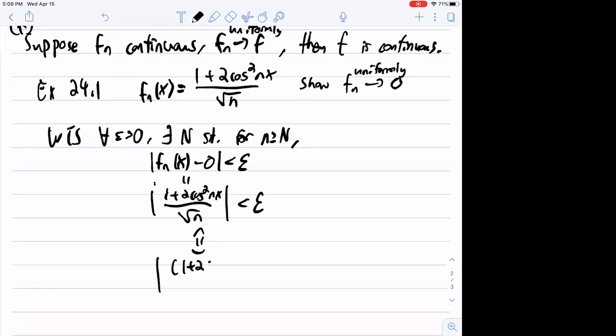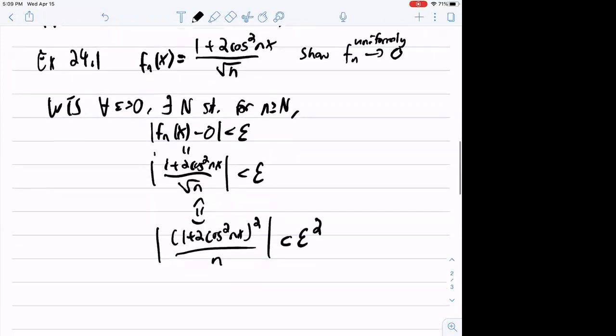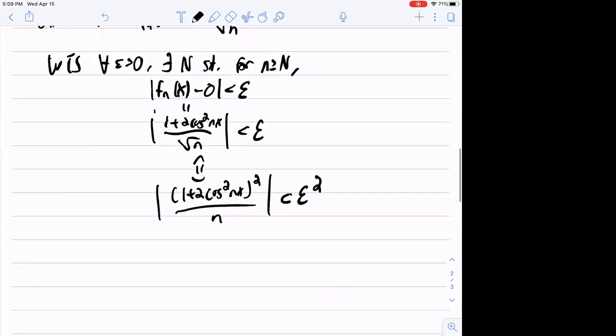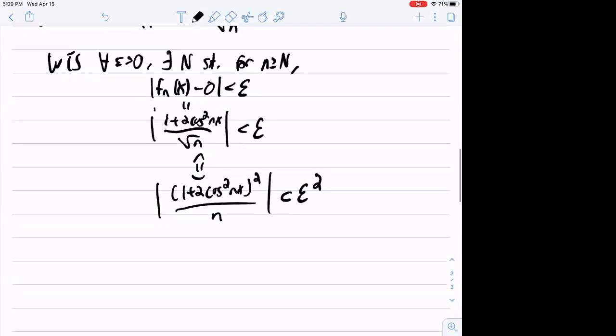So (1 plus 2 cosine squared nx) squared over n is less than epsilon squared. To go from one to the other, you square or you square root, right? So now that we have this, let epsilon be bigger than 0. If you work this out previously, you'll see that we choose N such that 9 over N is less than epsilon squared. So why is this possible?